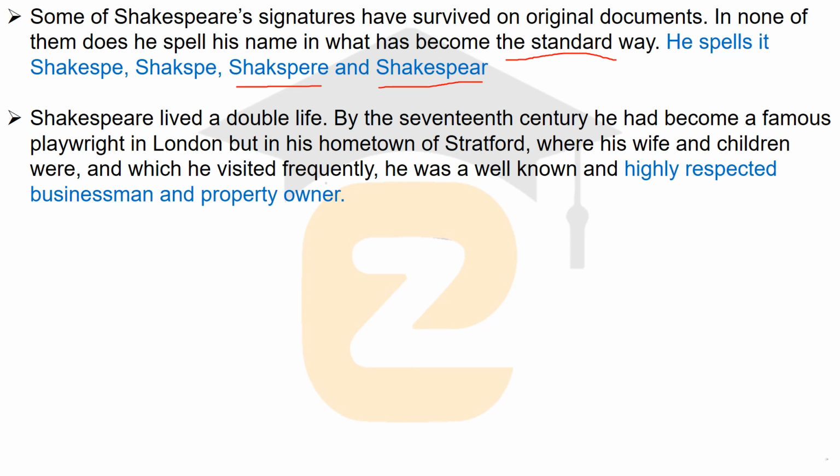Yes, friends, in London in the 17th century, he became famous as a playwright because of his dramas. But in his hometown at Stratford, where his children and his wife were living, he was famous as a businessman and property owner because he was very rich at that time. And in London he was famous as a playwright.